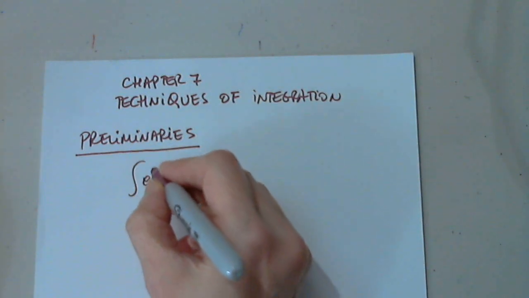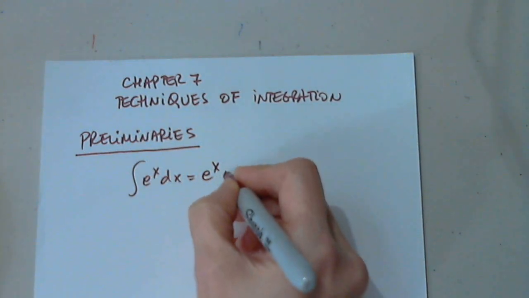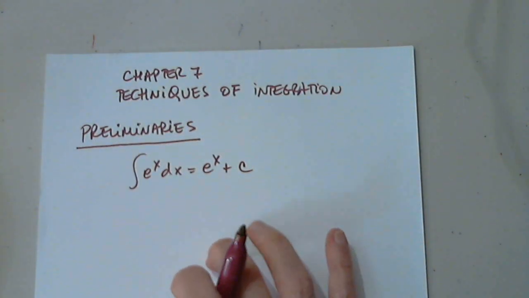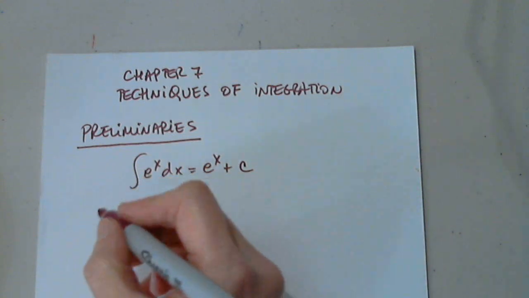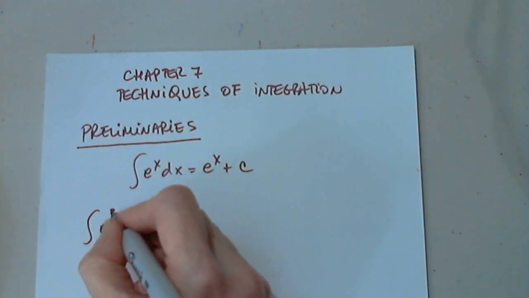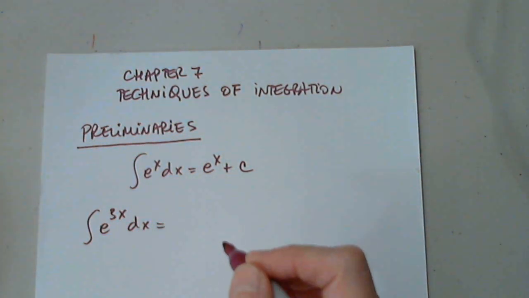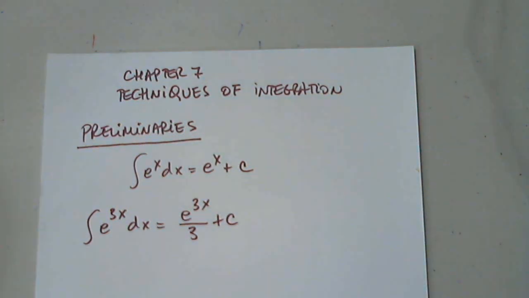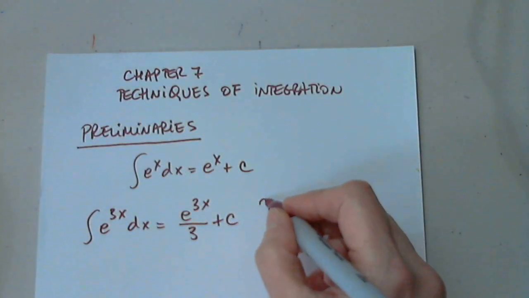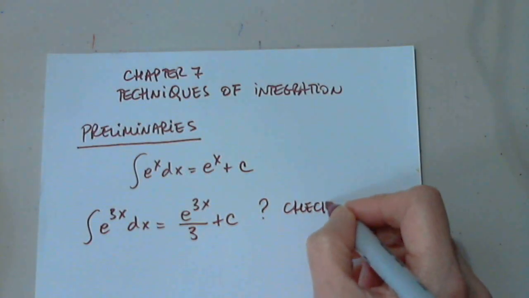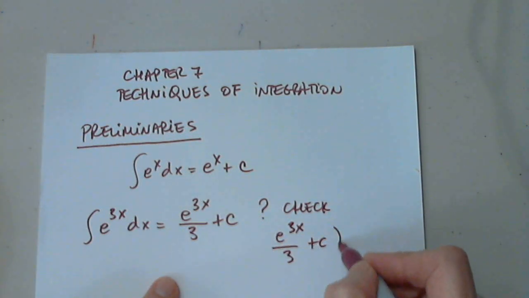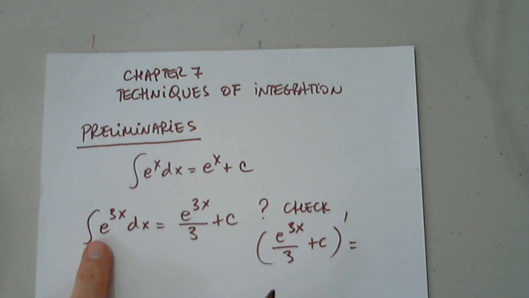When we're asked to integrate e to the x dx, we know the answer is e to the x plus a constant c. But what if I have the integral of e to the 3x dx? All that is e to the 3x divided by 3 plus a constant c. How come, and how can I check? Very simple. You differentiate e to the 3x over 3 plus a constant c, and you have to get e to the 3x. If you don't, then this is incorrect.